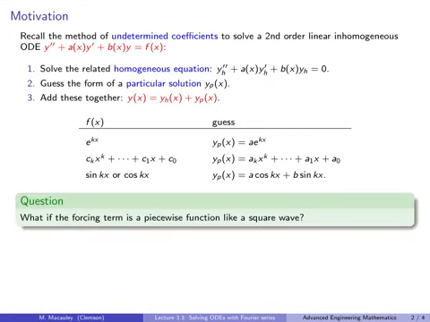Here's the big question of the lecture. What if the forcing term is a piecewise function like a square wave? For example, what if our forcing term, and this is completely reasonable if we have something like an electrical signal, is discontinuous, but it's like this. Now our calculus methods break down. You can't just take the derivative of this and plug it back into the left-hand side and try to solve. So what do we do?